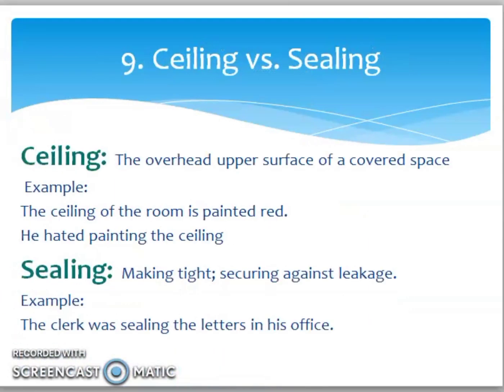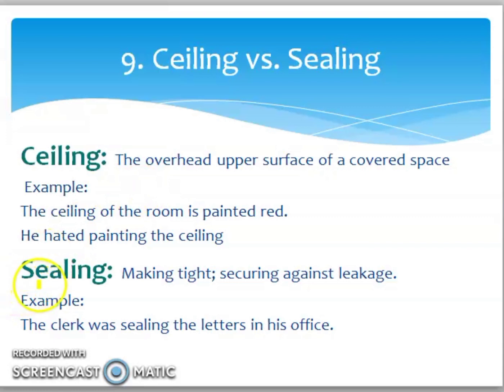Next, we have ceiling and sealing. Pronunciation is the same, spelling varies as well as meaning. Ceiling, the overhead upper surface of a covered space. Example, the ceiling of the room is painted red. He hated painting the ceiling. Now ceiling is a noun, right? The upper surface of a covered space is called ceiling. Okay.